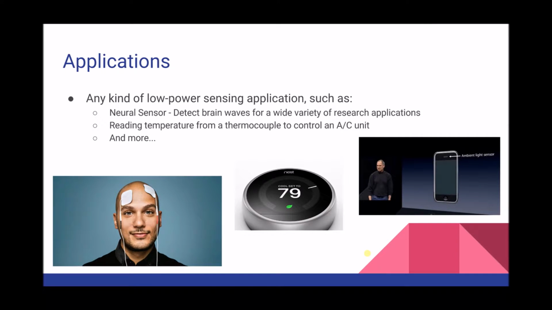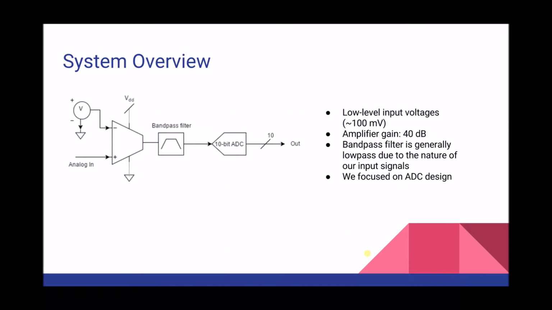We can use our ADC for applications beyond measurement, but a few are seen here. We can use it for a neural sensor to detect brainwaves, reading temperatures from a room, reading ambient light, low signal from an ambient light sensor on a phone. We could even use it for reading tiny sounds in a very sensitive noise sensing environment. The applications are many, but the system is fairly simple.